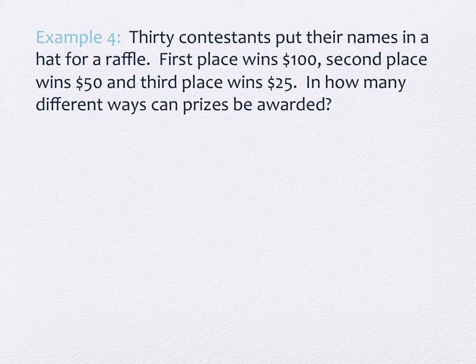So here's an example of a raffle. 30 contestants put their names in a hat for a raffle. That makes them unlike objects. They're 30 people. People are not alike. Okay, so that's automatically why we're not in the other scenario. 30 people in the hat for a raffle. First place wins $100. Second place wins $50, and third place wins $25.